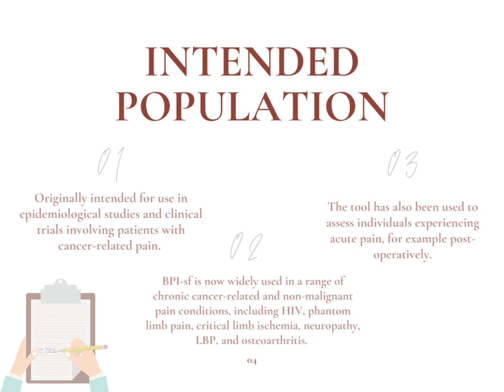Now, who is the intended population? Originally, this outcomes measure was intended for use in epidemiological studies and clinical trials involving patients with cancer-related pain. But now, this is widely used in a range of chronic cancer-related and non-malignant pain conditions, including HIV, phantom limb pain, critical limb ischemia, neuropathy, low back pain, and osteoarthritis. This has also been used to assess individuals experiencing acute pain, for example, post-operatively.